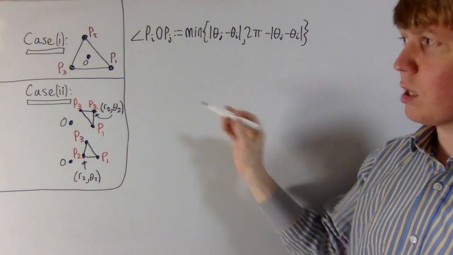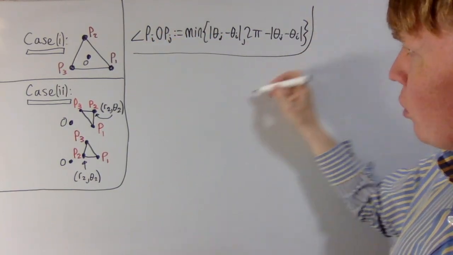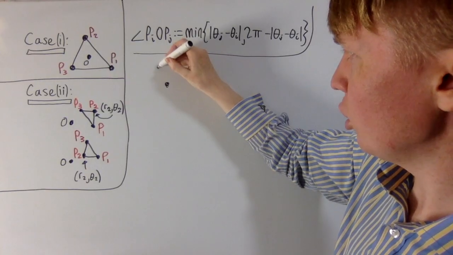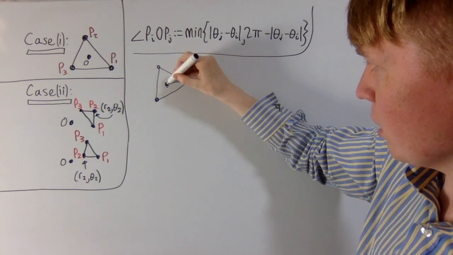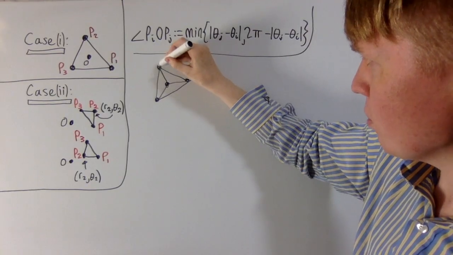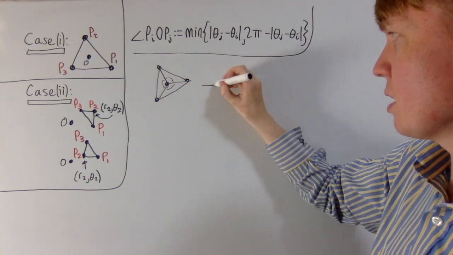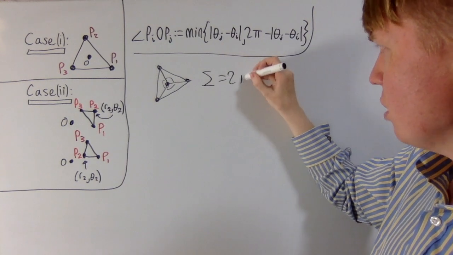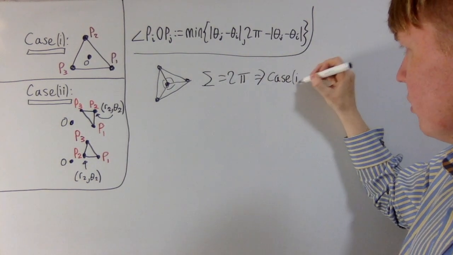Okay, so now we can use this to distinguish between case 1 and case 2. So let's have a look at what happens in case 1 with our non-reflex angles. Well, because the origin is contained within our triangle, what happens when we sum all of these angles? They just sum to 2 pi, or 360 degrees. And it turns out that when the sum is 2 pi, this tells us that we're in case 1.